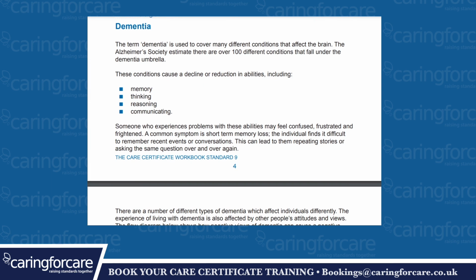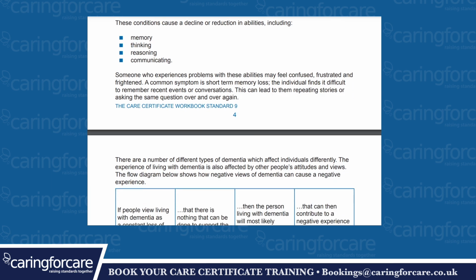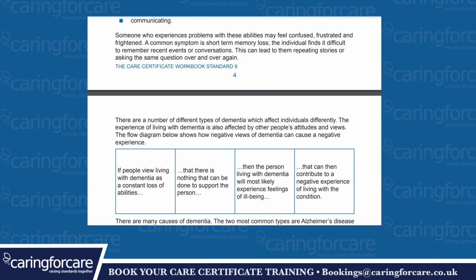Dementia. The term dementia is used to cover many different conditions that affect the brain. The Alzheimer's Society estimate that there are over 100 different conditions that fall under the dementia umbrella. These conditions cause a decline or reduction in abilities, including memory, thinking, reasoning, and communicating. Someone who experiences problems with these abilities may feel confused, frustrated, and frightened.